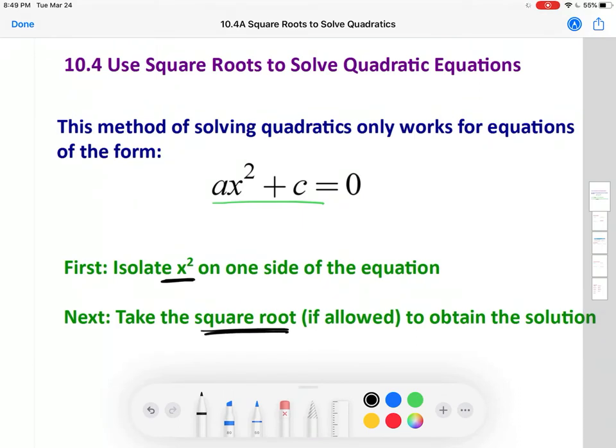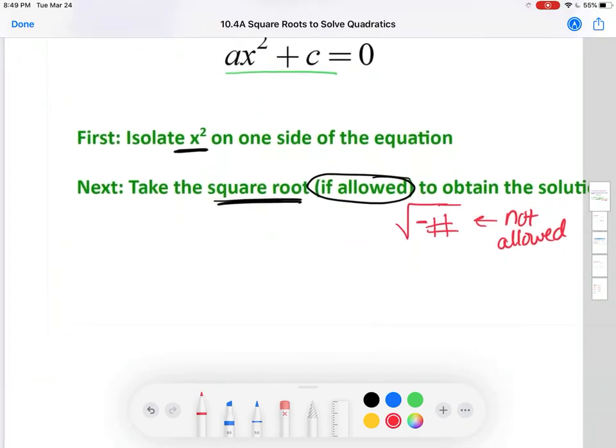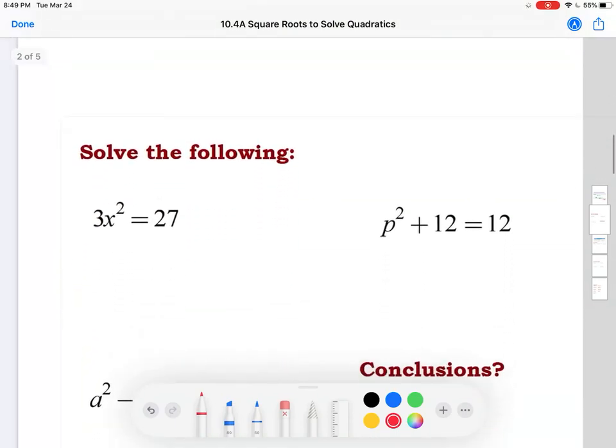Okay? Now notice right here I said if allowed. If allowed, what can't we take square roots of? If you said negatives, you are absolutely correct. So if allowed, we cannot do square root of some negative number. Okay? This is not allowed. So if you end up with something like x squared equals -4, you will have actually no solution, not any sort of answer. Okay?